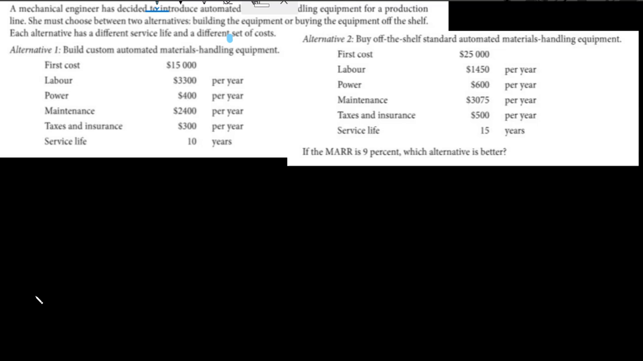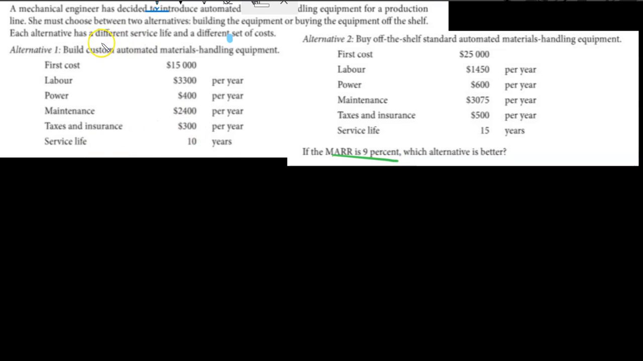A mechanical engineer has decided to introduce automated materials handling equipment for a production line. She must choose between two alternatives, building the equipment or buying the equipment off the shelf. Each alternative has a different service life and a different set of costs. So alternative 1 is build to custom automated materials handling equipment. So we have all the values here. And alternative 2 is buy off the shelf, these values, and then the MARR is 9%.